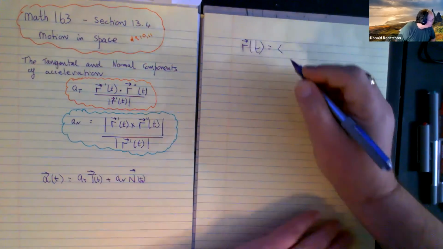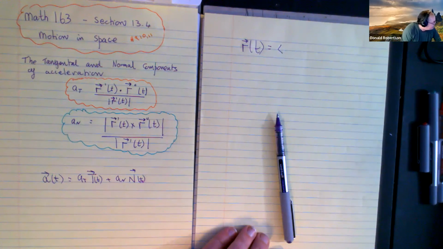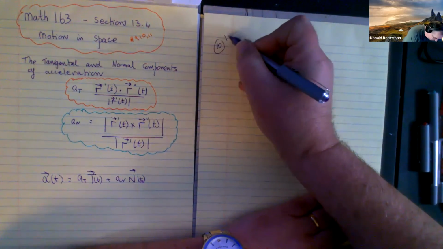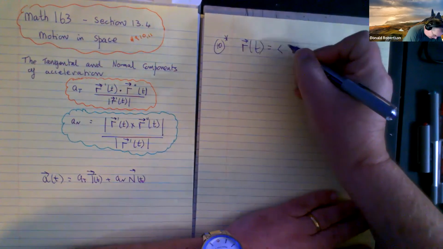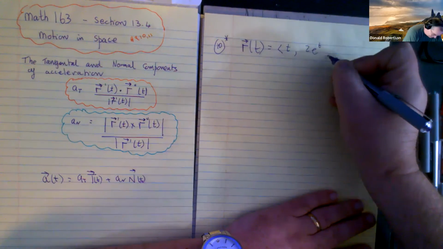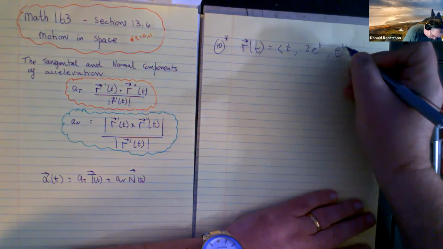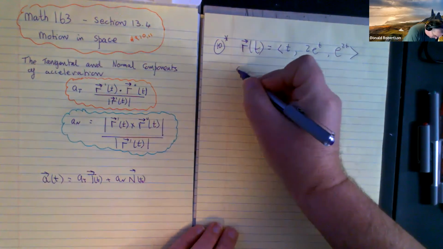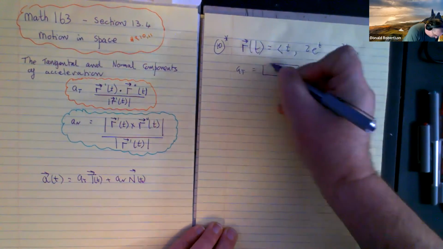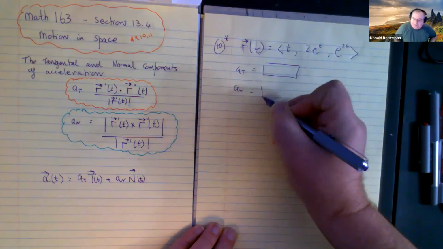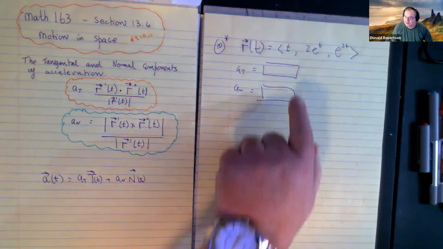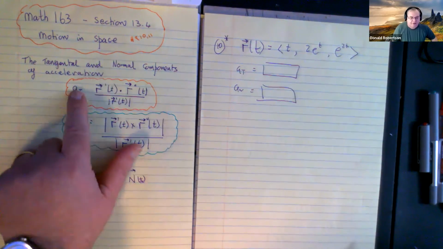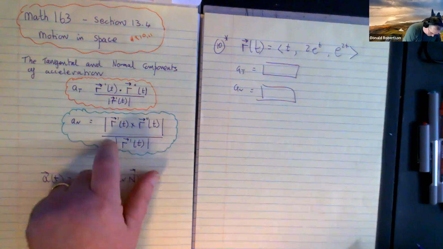Maybe I should pick one of theirs. Okay, this is a version of question 10. It's a t, a 2e to the t, and an e to the 2t. And this is all it says in WebAssign. So you're going to be putting things in here, right? That's it, no clues. But we have the formula, right? So write that down somewhere and off we go.